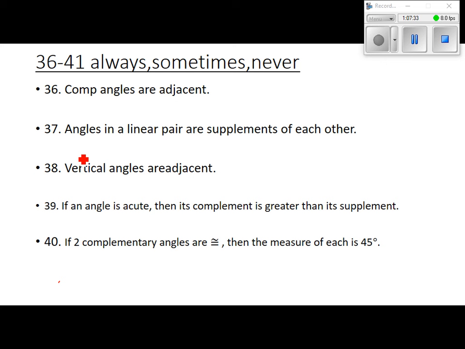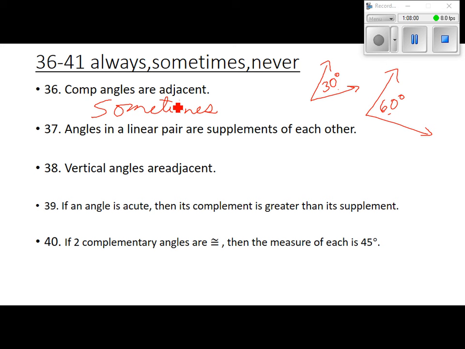Problems 36 through 41, always, sometimes, and never. Complementary angles are adjacent. Do two angles, if they add up to 90, have to be adjacent angles? Well, if I draw these two angles, I tell you that angle's 30 degrees. And then I draw this angle, and I tell you it's 60 degrees. They add up to 90, but they're not adjacent. So this one is sometimes.